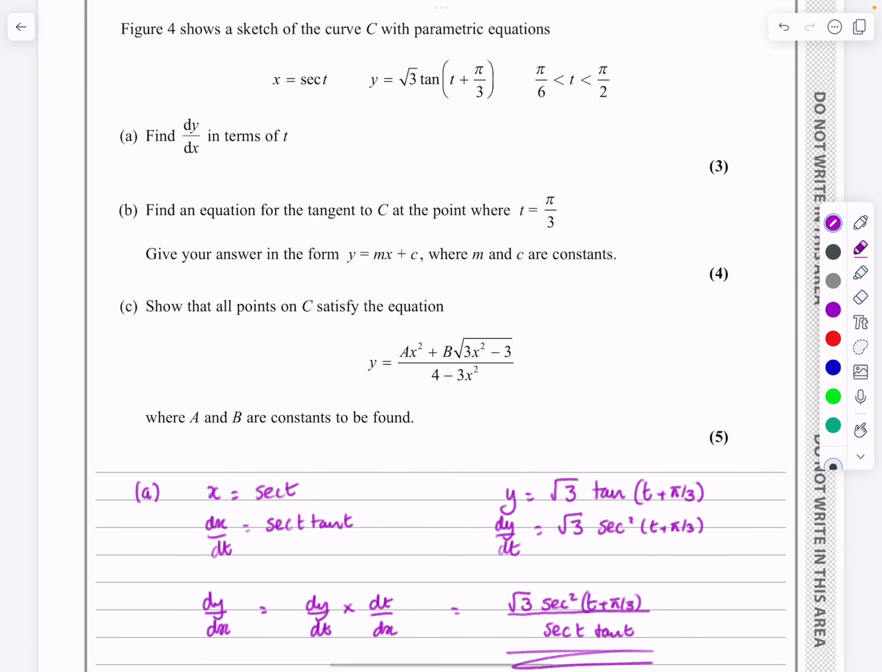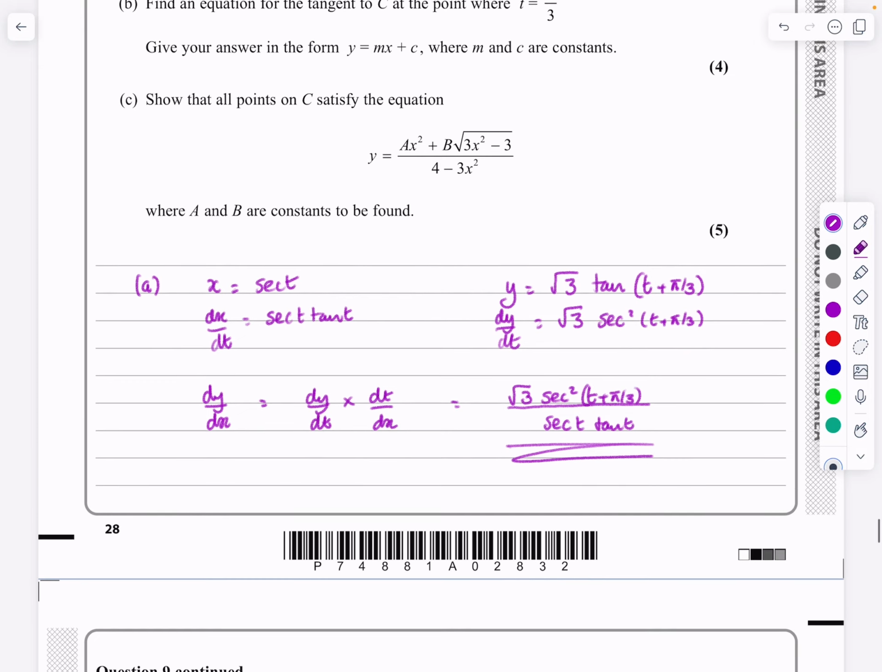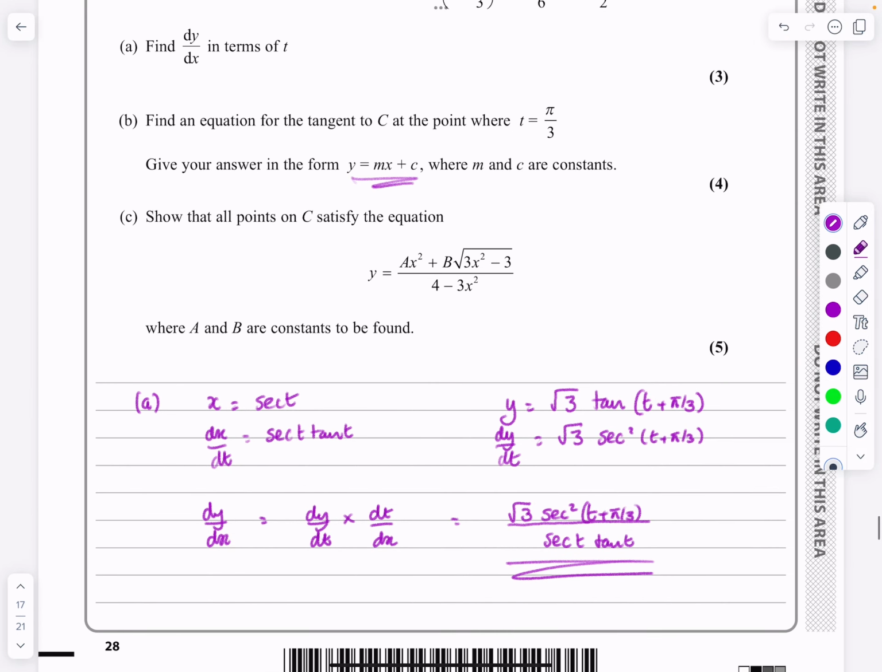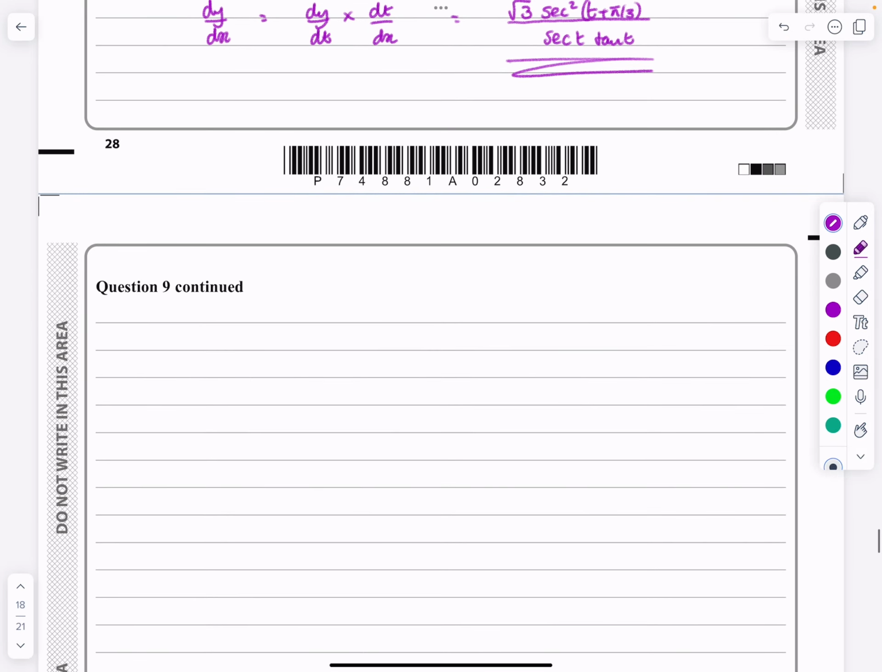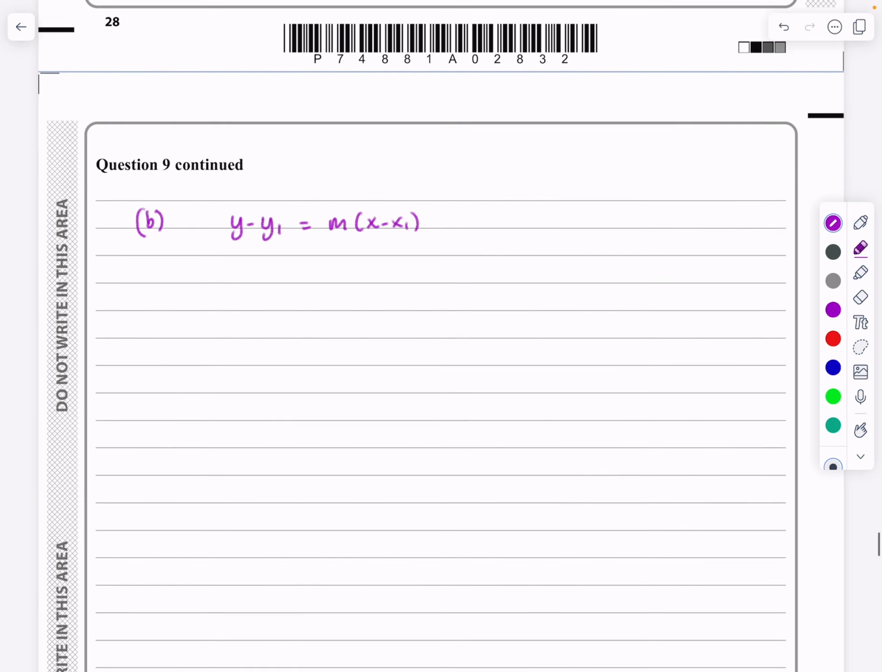Okay, on to part B. Part B says find the equation of the tangent at the point where t equals pi over 3, and give the answer in the form y equals mx plus c. Right, well, part B then, if I want to do it, I'm going to use the formula y minus y1 equals m(x minus x1). That's how I find the equation of any straight line. But what I need to do is to find x1, y1, and m. So let's explain to the examiner I'm going to do that.